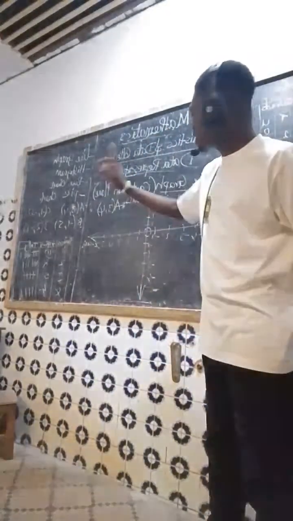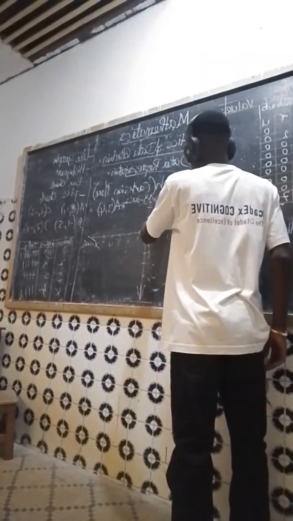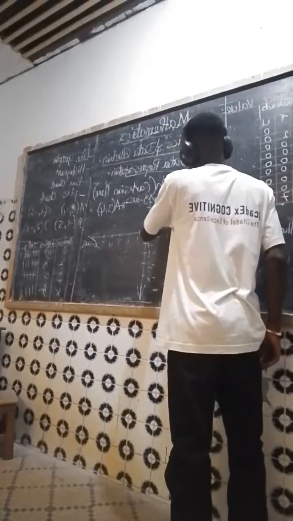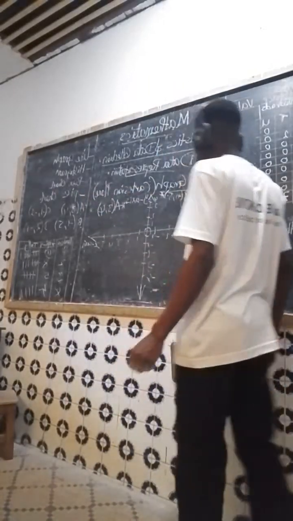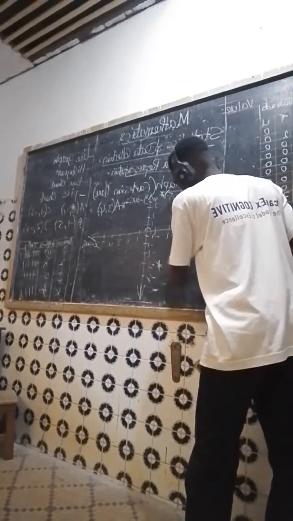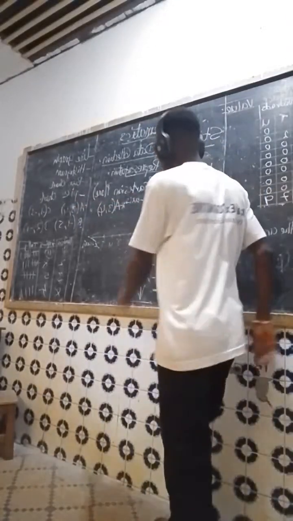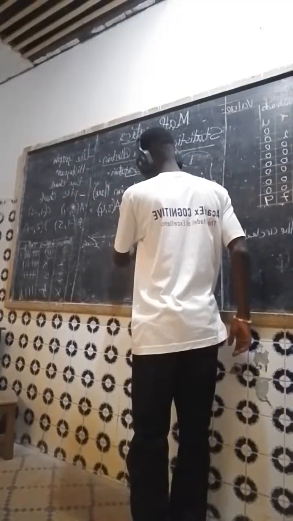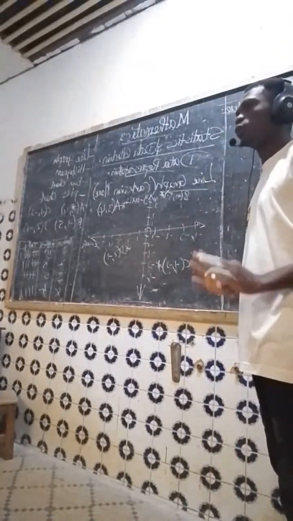Let's do B, negative 1, 5. Negative 1, 5 will be here. B, negative 1, 5. C, negative 1, negative 3. C, negative 1, negative 3. D, 2, negative 1. D, 2, negative 1. Are we good?